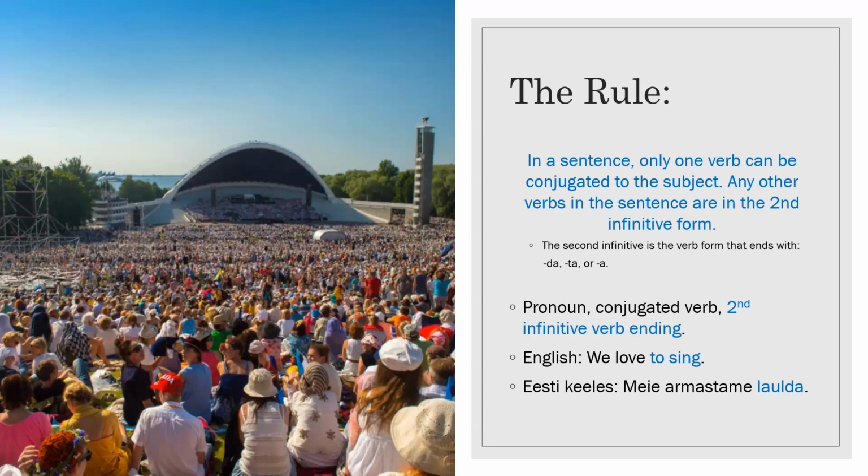An example of this pattern would be, we love to sing. In eesti keeles, we would say, meie armastame laulda. We, to love, conjugated to we. Remember, we use that MA infinitive to build that conjugation stem. And then laulda, the DA or the second infinitive form of to sing.